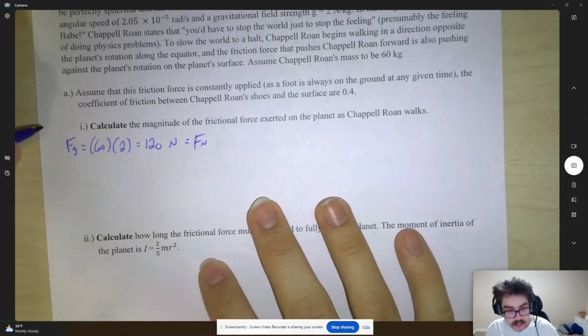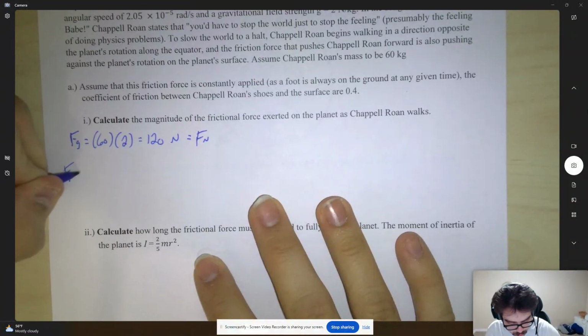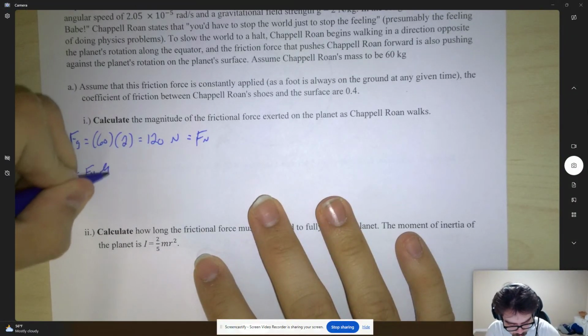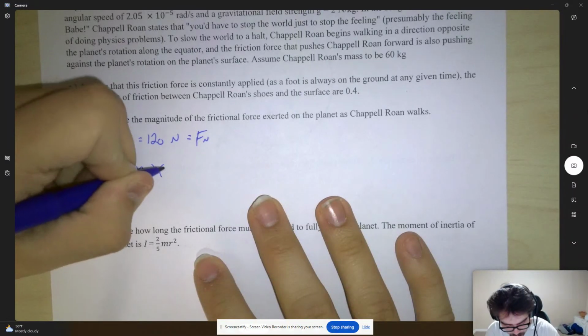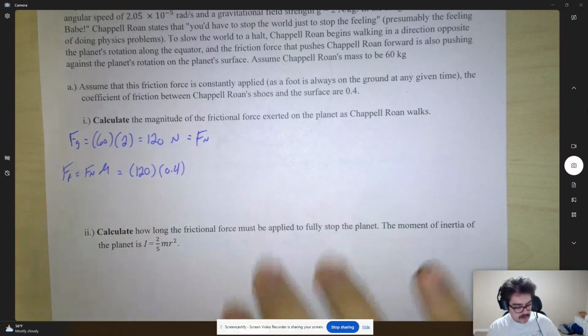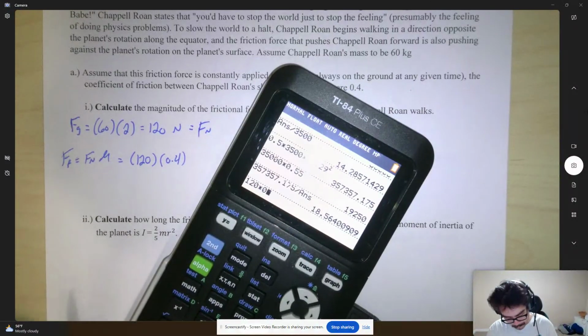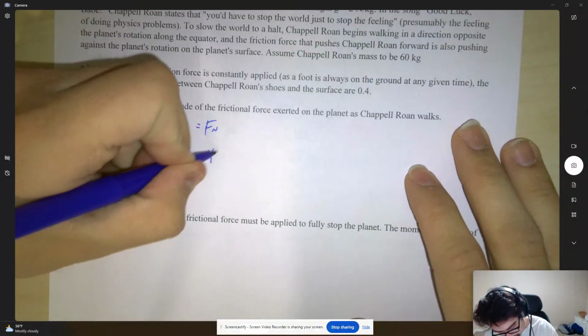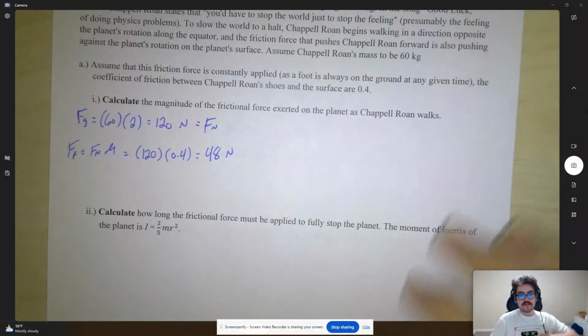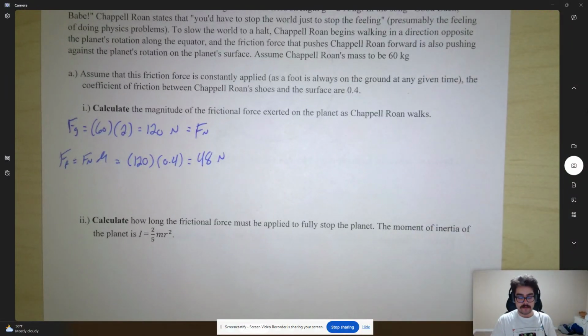Okay? And if I know that the friction force is equal to the normal force times mu, I'm just going to throw in 120 times 0.4, and I should get 48. 48 newtons is the frictional force that is exerted on the planet. Now, this is Newton's third law, so this is the friction force that's exerted on Chappell Roan, but she exerts it back on the planet as well because of Newton's third law.